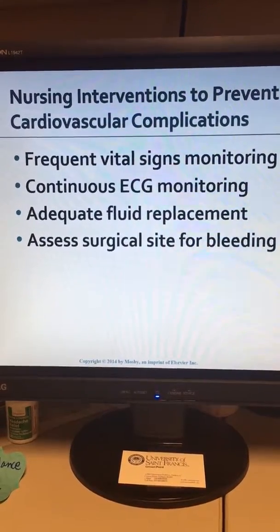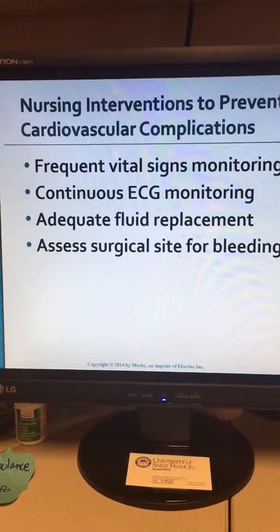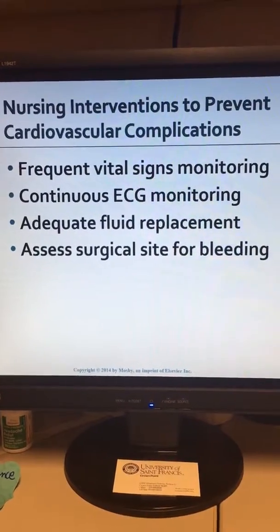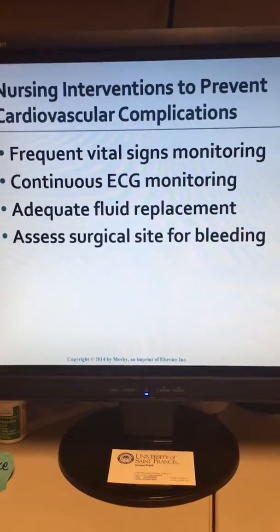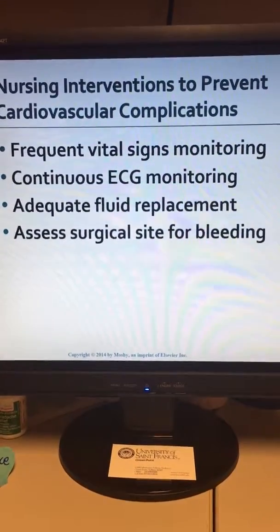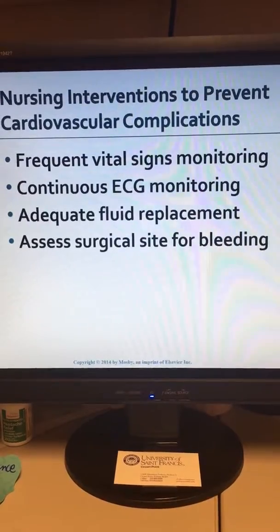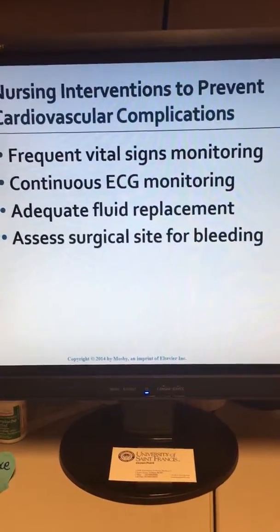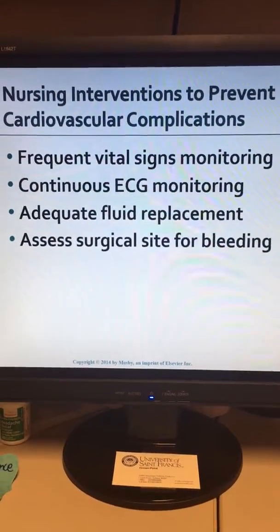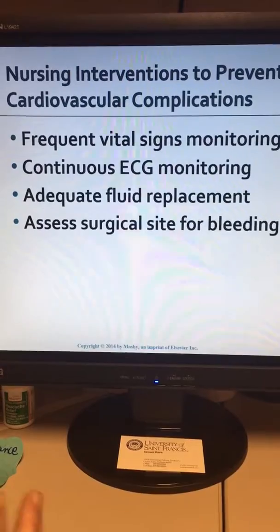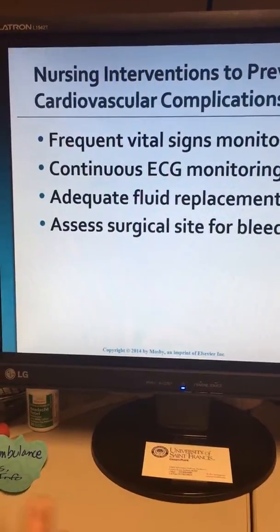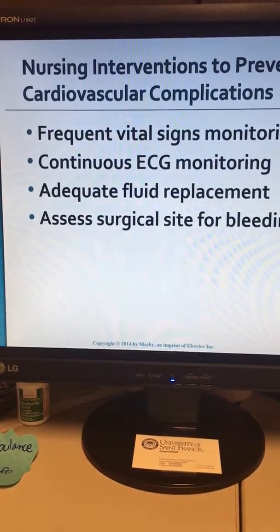Nursing interventions to prevent cardiovascular complications. Usually in the early phases of recovery, vital signs are taken very frequently, every 5 minutes to 15 minutes. And we're going to notify the physician or the anesthesiologist if the systolic is less than 90 or greater than 160, and if our pulse rate is less than 60 or greater than 120. If the vital signs are within those normal limits, we're just going to continue to monitor them, document them, and move on. So remember your normal vital signs.